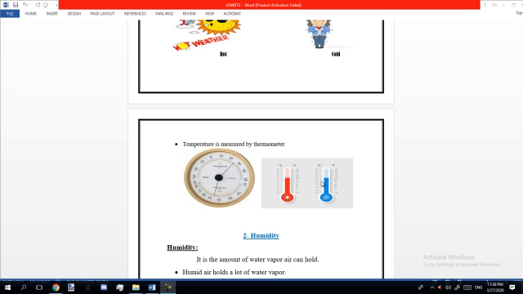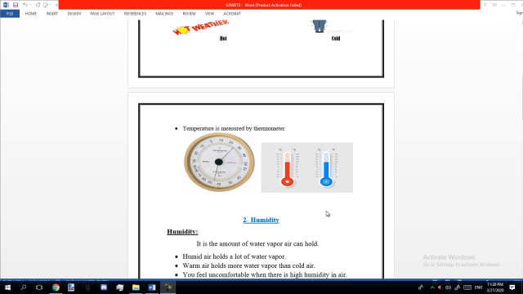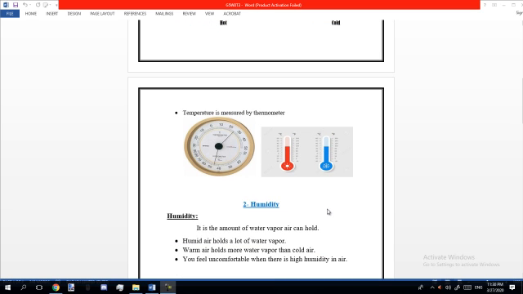the science lab. And to measure the weather, you have a special type of thermometer that's shown here in this picture. You have the thermometer that's used to measure the weather temperature. If the temperature is high, we have hot weather. If the temperature is low, we have cold weather. This is for the temperature.